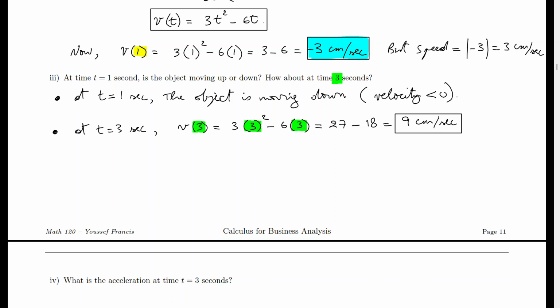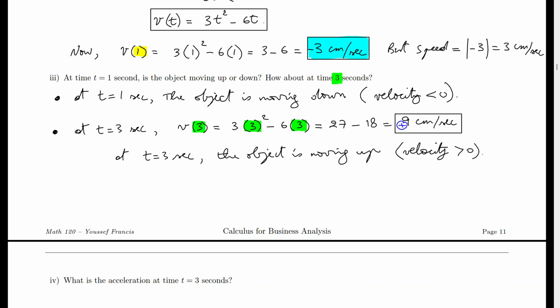And what I want to point out here is that the number that we got was a positive amount. So it's a positive 9. That means the object is moving up. So at t equal to 3 seconds, the object is moving up, and that's because the velocity was greater than 0. By the way, if the velocity ever happens to be equal to 0, then we will say that the object is not moving at that moment. It's just kind of sitting still for a moment.